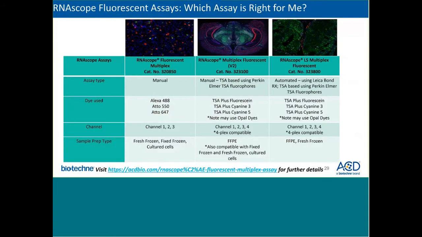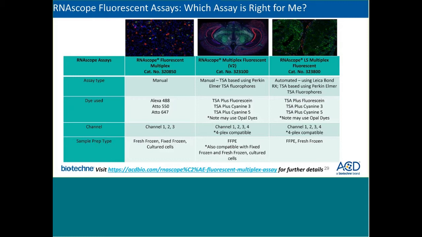So which assay would be right for you? The first, Fluorescent Multiplex, is best used in fresh frozen samples and is made up of the label probes conjugated to the fluorophores. This assay will allow for 3-plexing capability of 3 mRNA markers simultaneously in your tissues or cells.